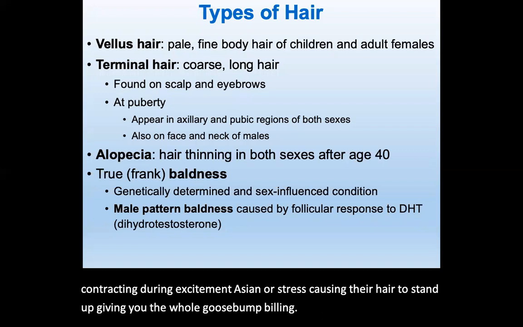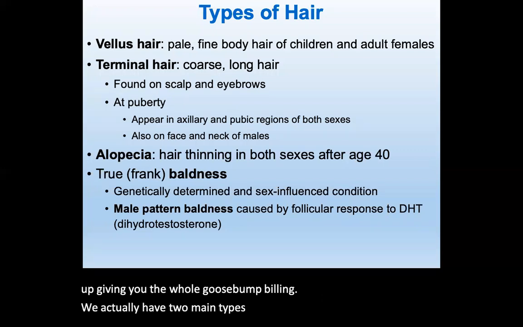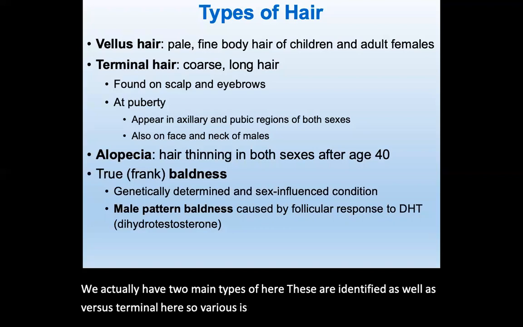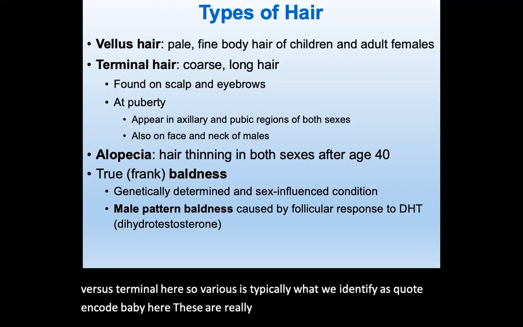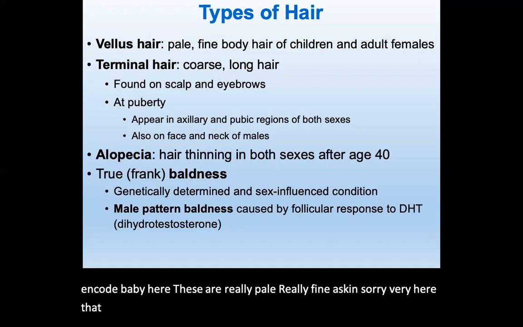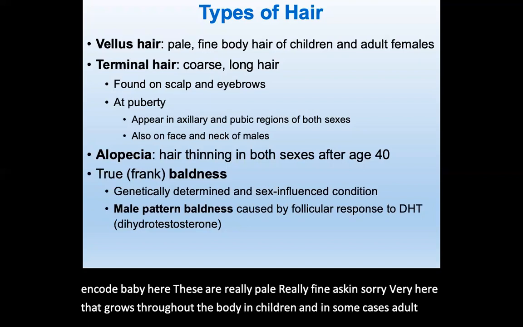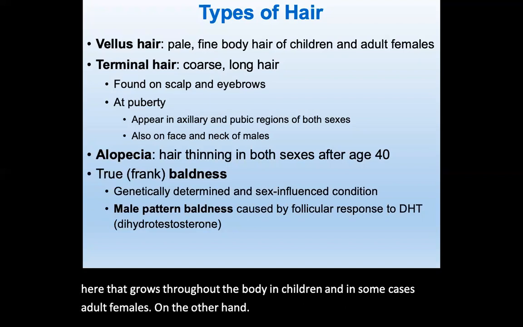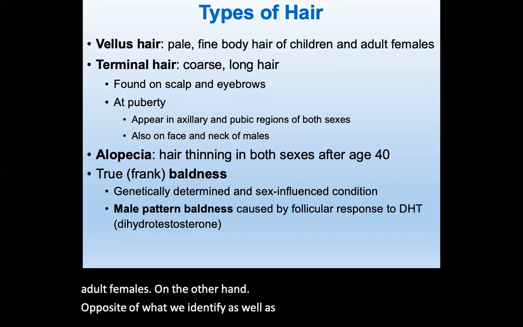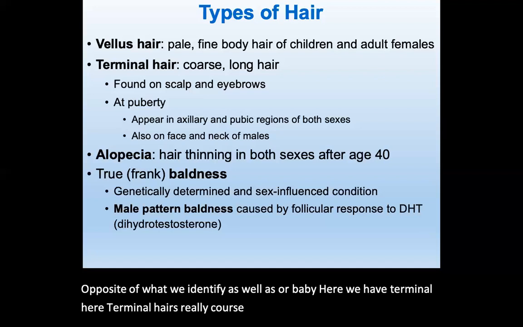We actually have two main types of hair. These are identified as vellus versus terminal hair. Vellus is typically what we identify as quote unquote baby hair. These are really pale, really fine, fair hair that grows throughout the body in children and in some cases adult females. On the other hand, opposite of vellus or baby hair, we have terminal hair. Terminal hair is really coarse, gets long, and is pretty tough.